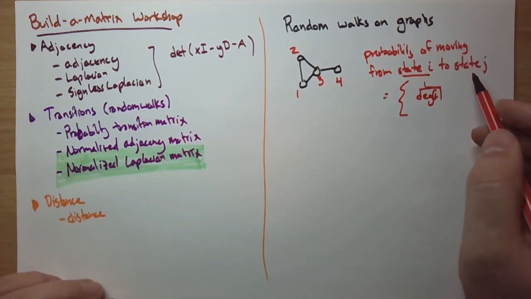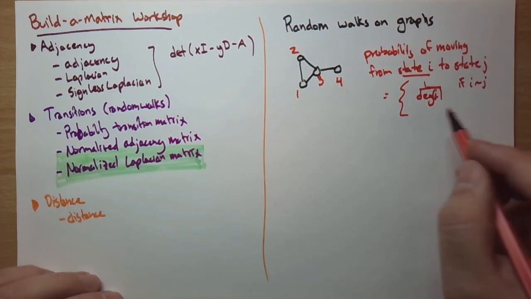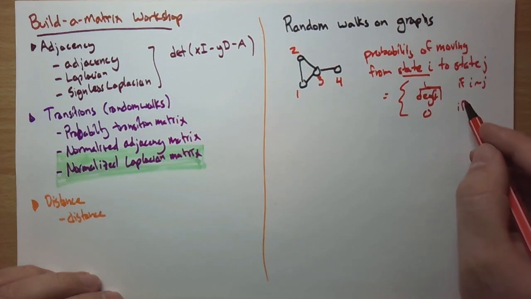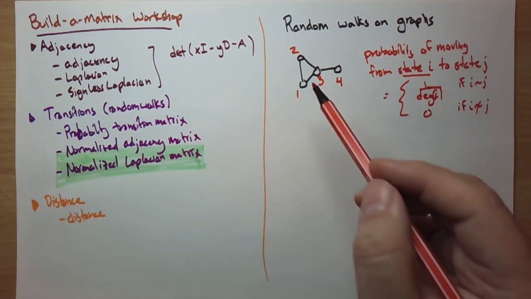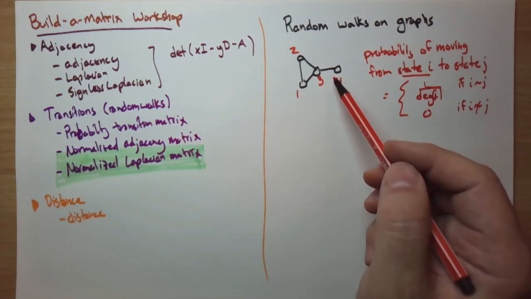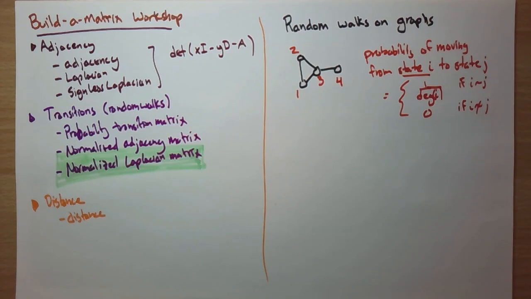Yeah, if we can actually move. So it's 1 if I is adjacent to J, and 0 if I is not adjacent to J, which is else. So I can't jump from 1 to 4 in a single step, because there's no way to make that transition. It's not an option. So okay.